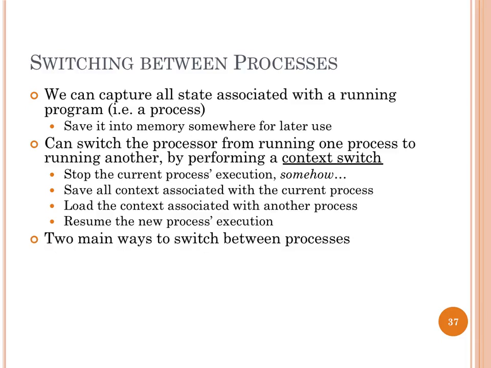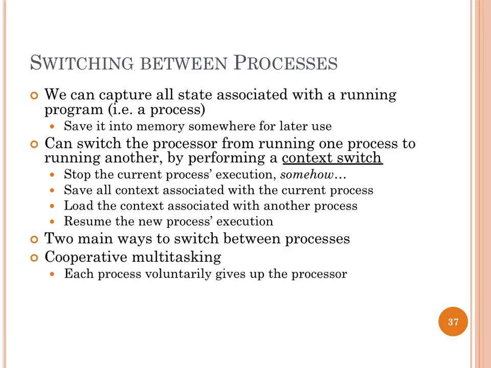Now there's two ways that we can switch between processes. One is everybody's nice. Everybody plays well together. It's called cooperative multitasking. So one process, as it's running, will say, you know what? I've had a lot of time. It's been a great run. I'm going to yield the processor to someone else. So it gives up the processor voluntarily.